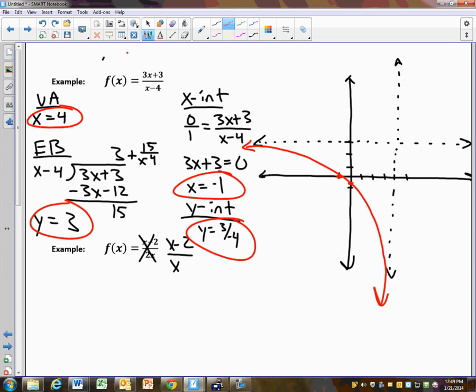How do I determine for the second part if it's in the top or the bottom? What then? Yeah, plug in a number to the right. What's the number to the right? 5. Let's plug in 5.